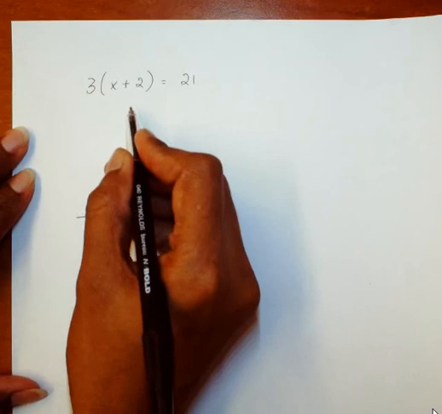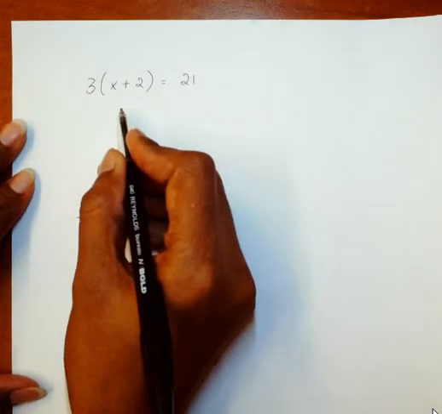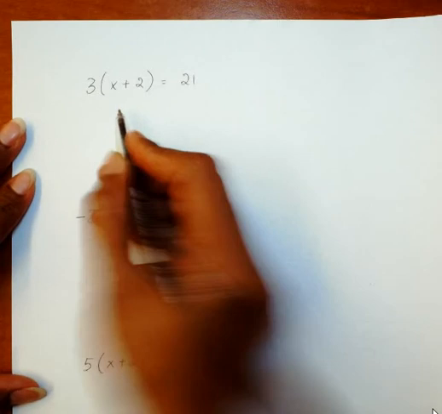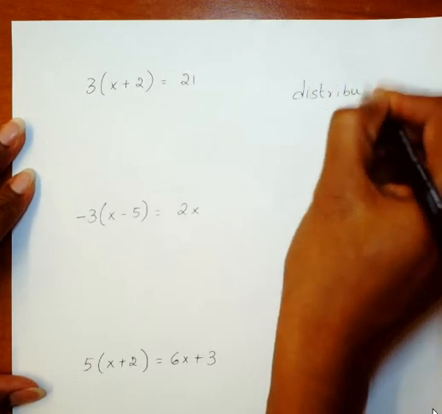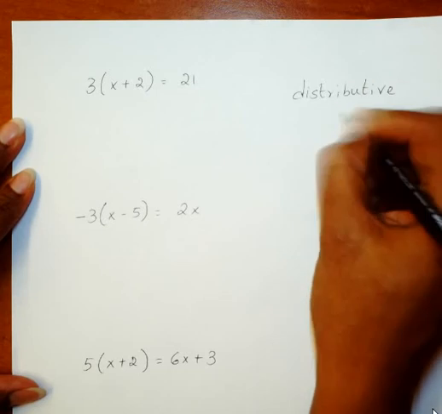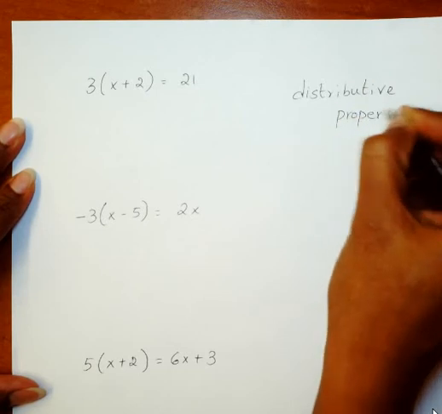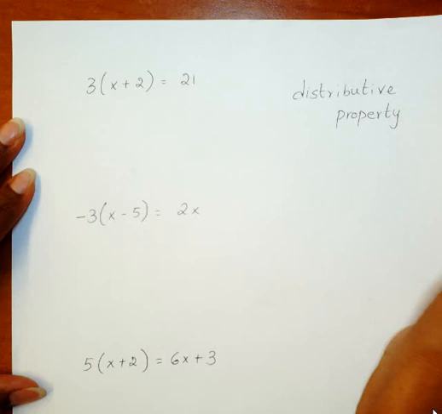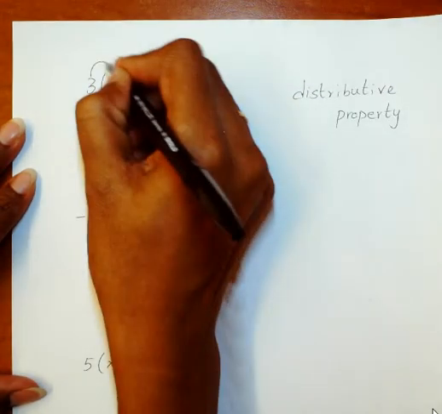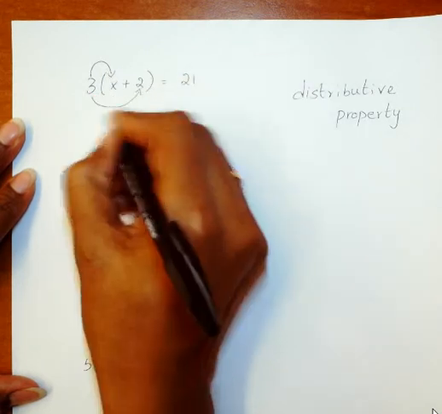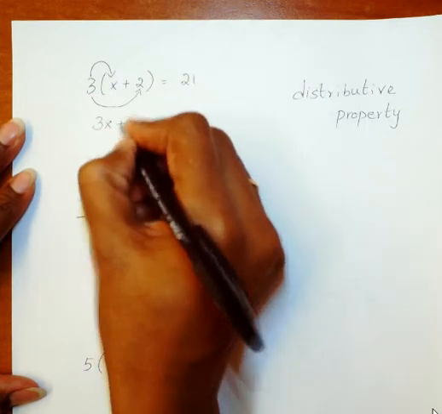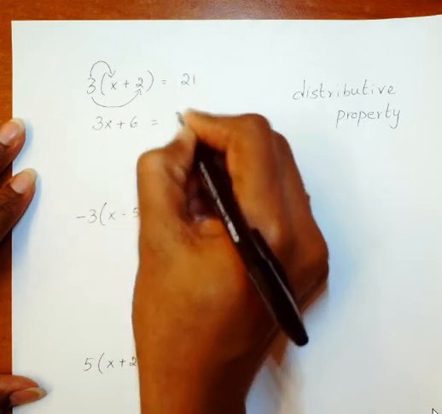So the first operation that we have to do is using distributive property. Remember distributive property from some time ago? Distributive property means you distribute the outside number to each of the inside numbers. So you're distributing the 3 to x, and you're also distributing the 3 to 2. So you'll have 3x plus 6 equal to 21.